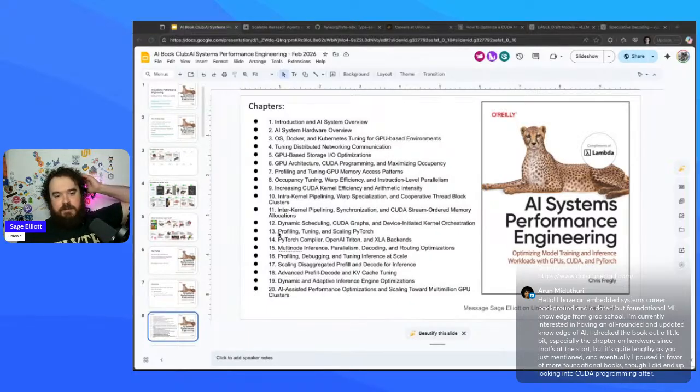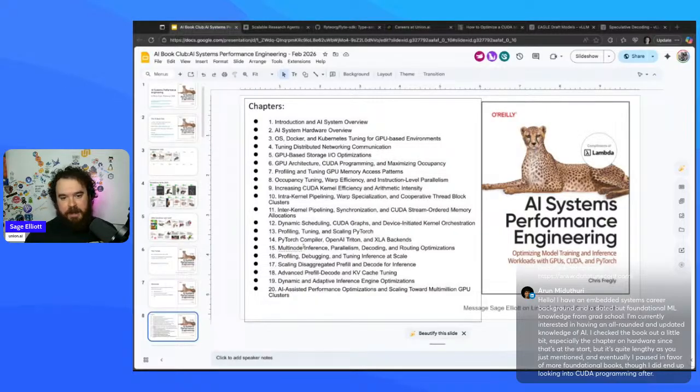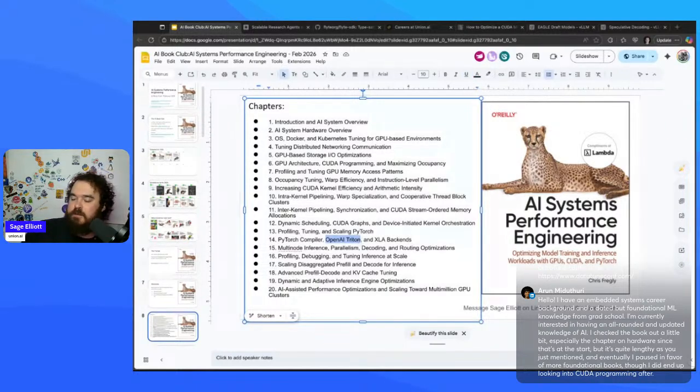I really enjoyed chapter 13, profiling, tuning, and scaling PyTorch, because it really gets hands-on with libraries that I'm using all the time, like PyTorch. I'm guessing a lot of people here have used PyTorch. And then chapter 14, PyTorch compiler, OpenAI Triton, and XLA backends. I don't know if anyone's used Triton before. I've heard about it and looked at it before, but I hadn't actually implemented any specific Triton code myself. It's kind of like OpenAI's way of building CUDA kernels, but more Pythonic. And actually PyTorch uses it under the hood in PyTorch 2 for the PyTorch compiler part, which again, we'll talk more about if you want.